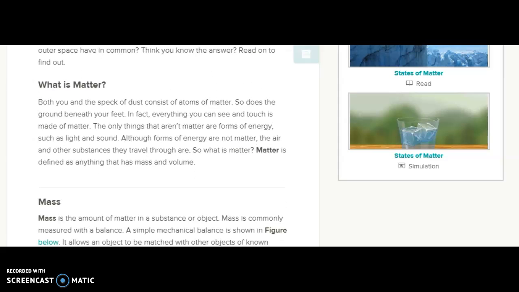What is matter? Both you and the speck of dust consist of atoms of matter. So does the ground beneath your feet. In fact, everything you can see and touch is made of matter. The only things that aren't matter are forms of energy such as light and sound. Although forms of energy are not matter, the air and other substances they travel through are. So what is matter? Matter is defined as anything that has mass and volume.